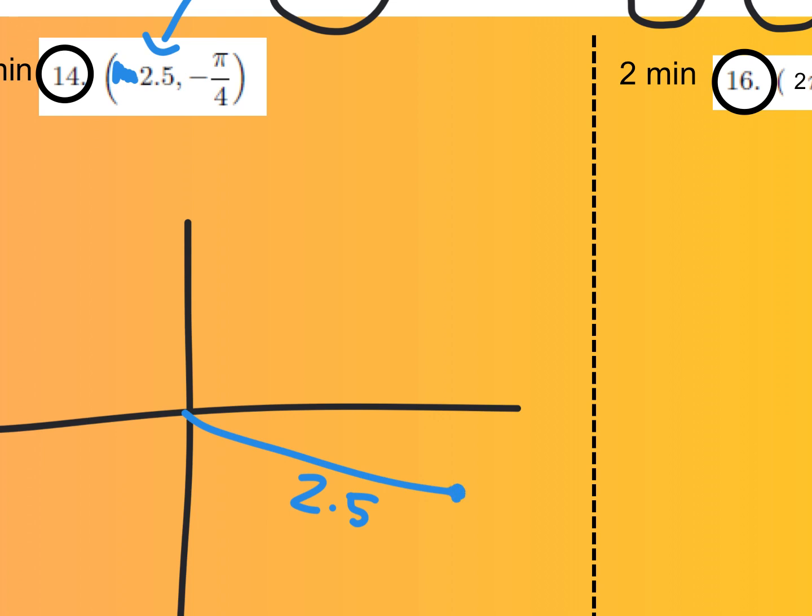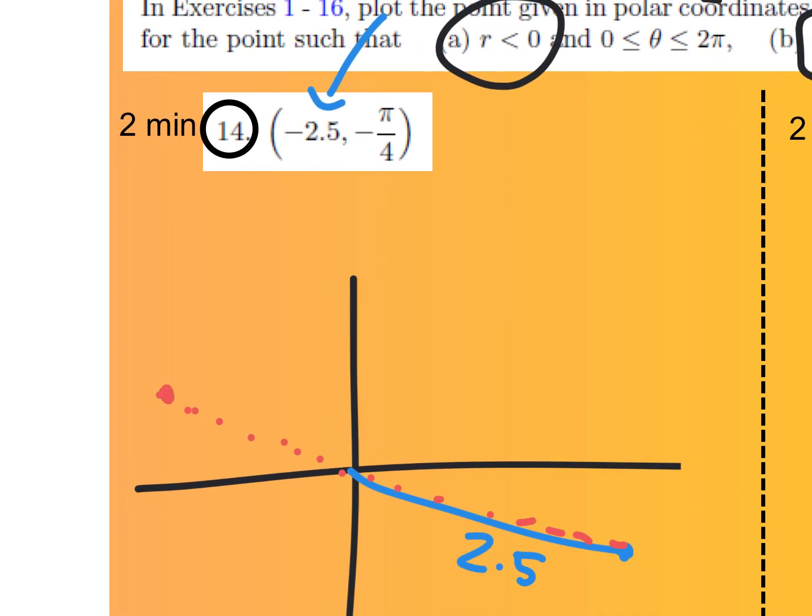But wait, the actual point is negative. Do you get that means we have just sent it through to the shadow point? It's over here. That's where it actually is. This is where regular 2.5 comma negative pi over 4 would be. So this is where our actual point is.